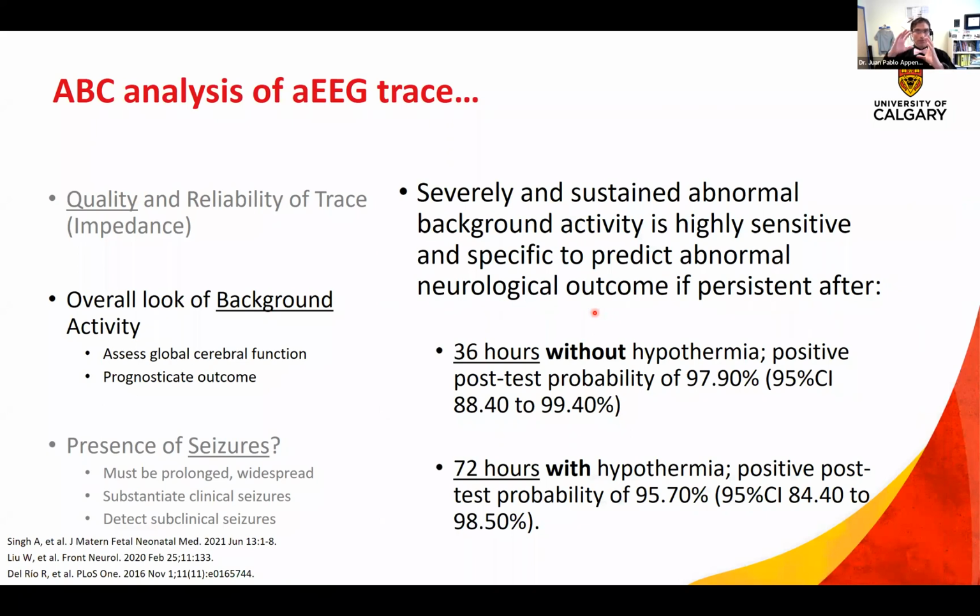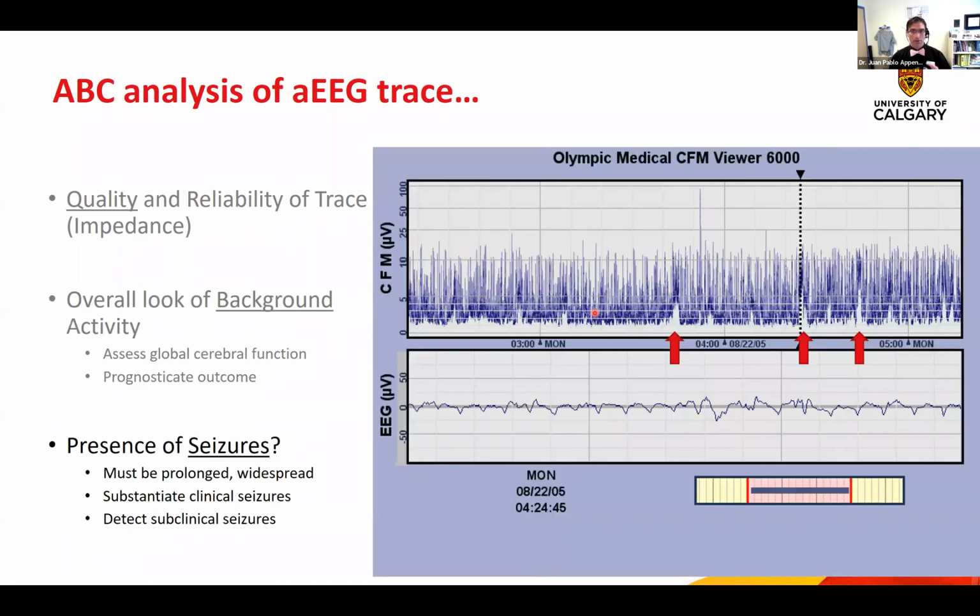And we know that if the bad one remains for more than 36 hours without hypothermia, the positive post-test probability of a very bad outcome is almost 100%. And if it remains more than 72 hours with hypothermia, the positive post-test probability for having a bad outcome is 95 out of 100. So it's a very reliable tool to predict outcome, even in a hypothermia scenario.